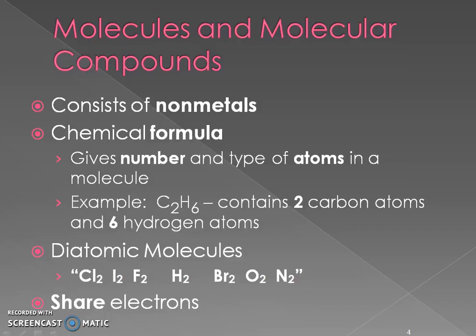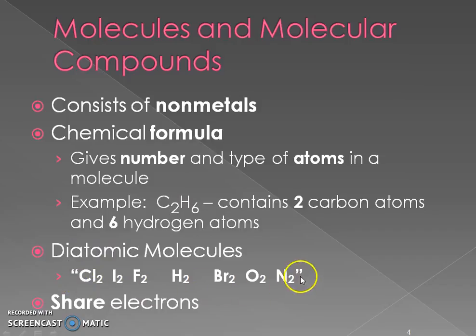Molecular compounds consist of nonmetals. You probably remember these as covalent compounds, same thing. And again, the formula, just like an ionic compound, the number of atoms are represented by subscripts. So when you have this organic compound like C2H6, you have 2 carbon atoms and 6 hydrogen atoms.